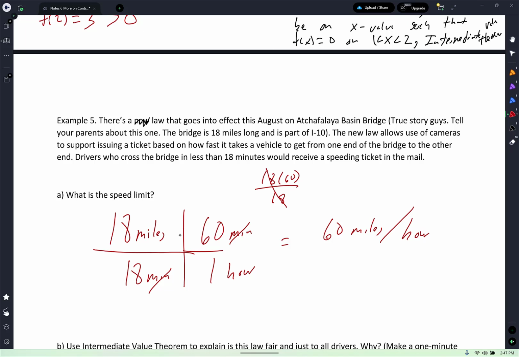Okay. And then we're not going to do this, but it says, use the intermediate value theorem to explain, is this law fair and just for all drivers? And then I said, make a 1-minute speech to city council, and determine your justification.